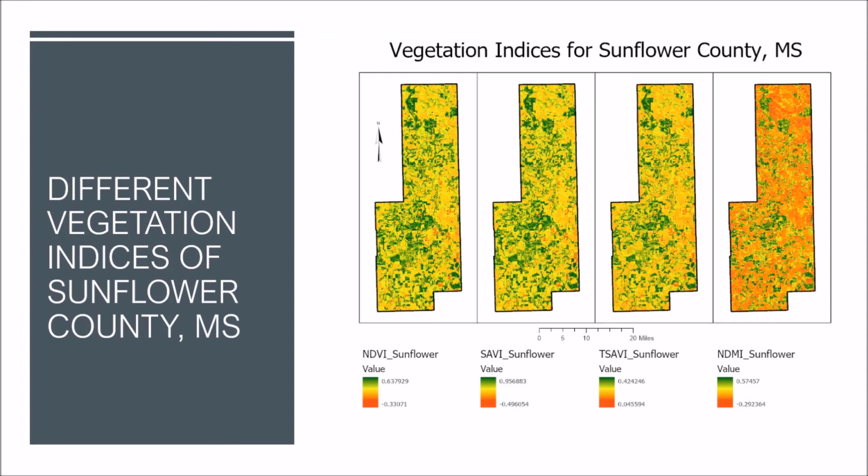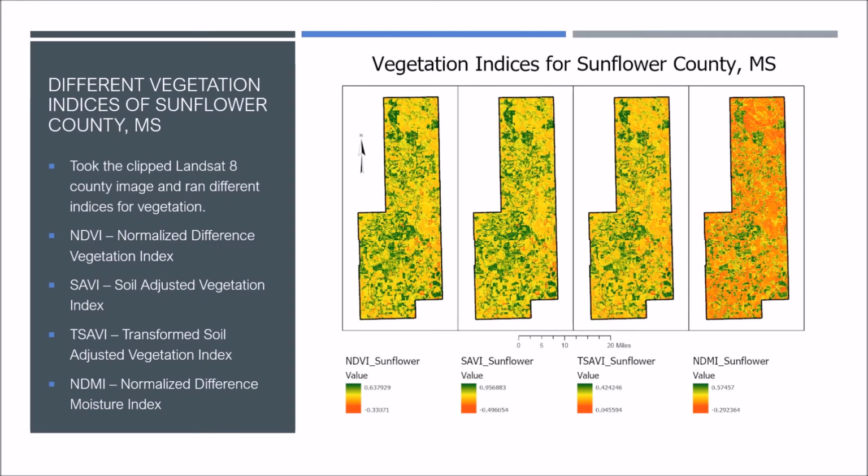The fourth map product we'll look at involved a vegetation index comparison. For Sunflower County, I ran NDVI, SAVI, TSAVI, and NDMI from the Indices tab in ArcPro. You can see the areas where the vegetation is healthiest, and you can see from the moisture index why this is the case.